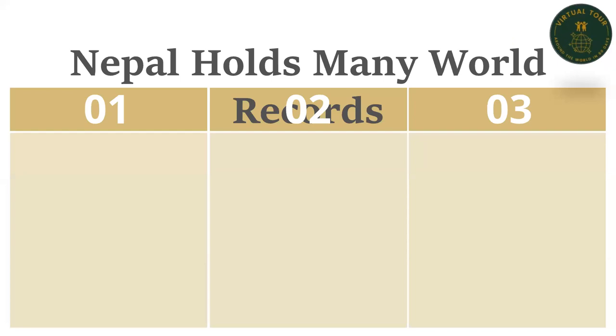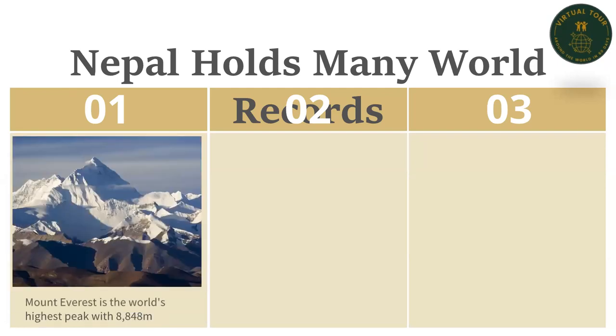Coming to some of the national records. Nepal holds many world records, like the one we discussed earlier. Do you remember? We discussed Mount Everest, which is the world's highest peak. It is about 8,848 meters. Is that in Nepal? Yes. It looks huge, and it is huge, and it is in Nepal. Imagine how much time it will take to climb to the top. That really depends on the weather conditions. But I'm going to climb that mountain.